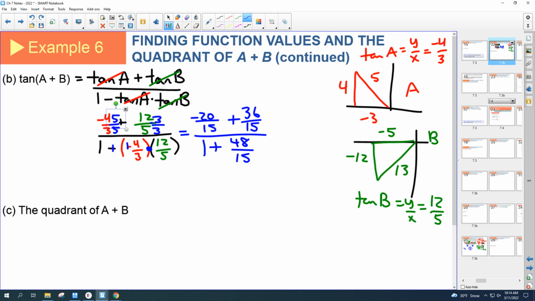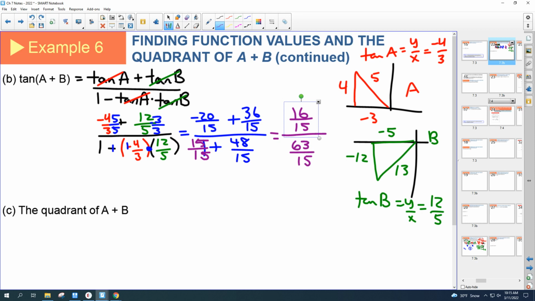So I'm adding fractions on the top. I've got a common denominator. Okay, great. I've already got a common denominator, so just clean that up. That's negative 20 plus 36 is 16/15. But then on the bottom, I'm adding fractions. I'm going to need a common denominator. So let's call this 1. Let's change that to another version of 1, 15/15. And now we've got a common denominator we can add. Numerators give you 63/15. I think we've divided fractions enough to see what's going to happen with those 15s.